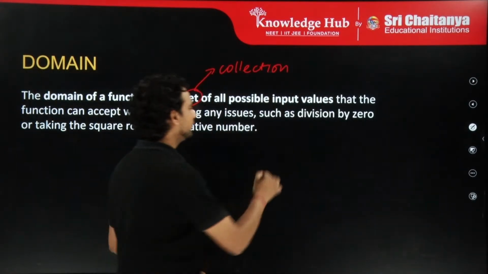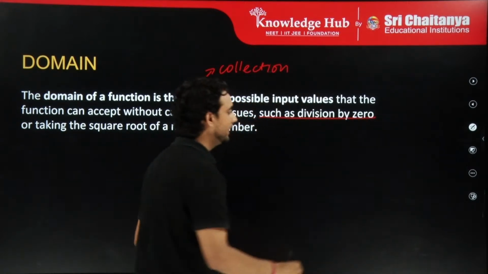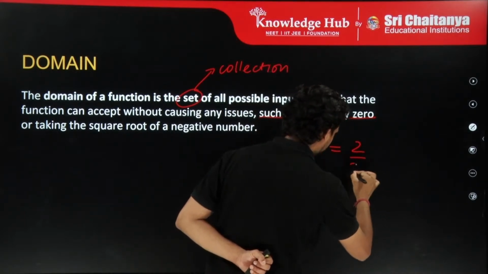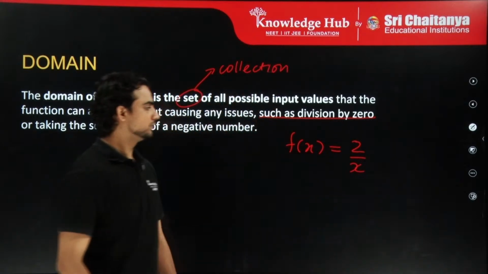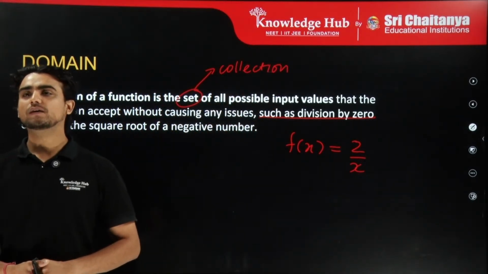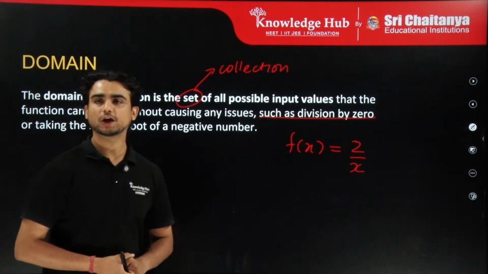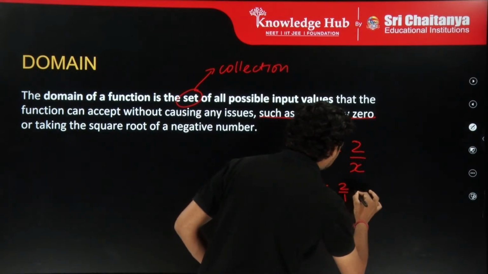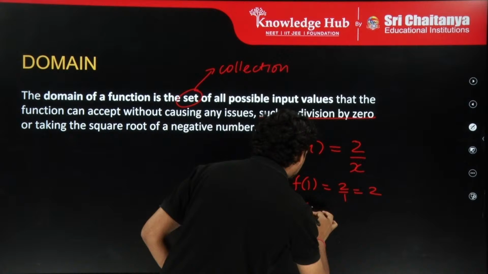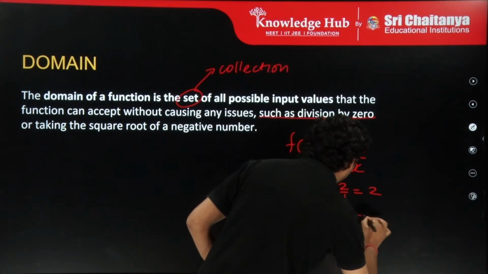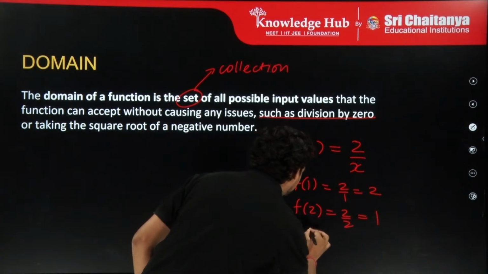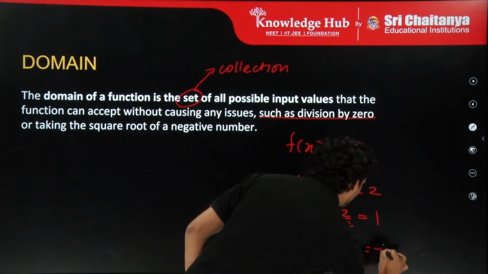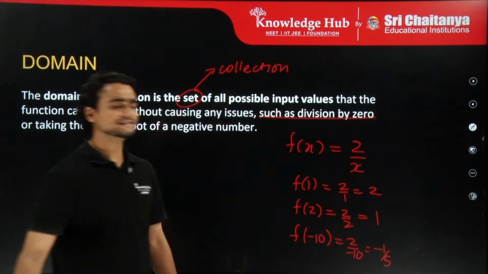So now what is he trying to say here? Let's suppose I have a function f of x is equal to 2 by x. Now in this function, if I put x equals 1, what will I get as output? For f of 1, I'll get 2 upon 1, that is 2. If I put my input as 2, I'll get 2 upon 2 is equal to 1. If I put input as minus 10, I'll get 2 upon minus 10 equals minus 1 upon 5. So no problem I can see here.